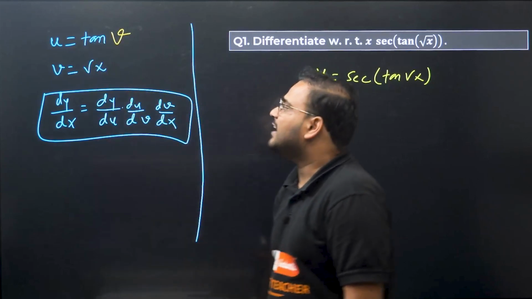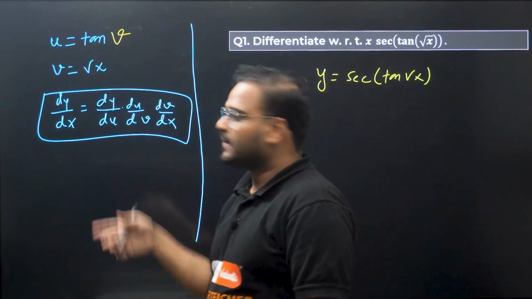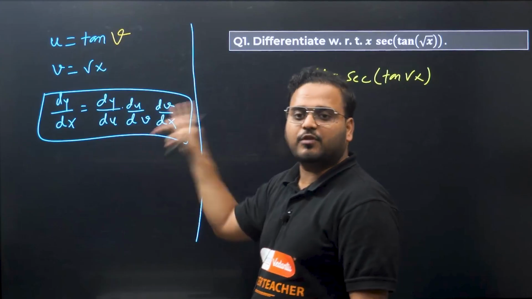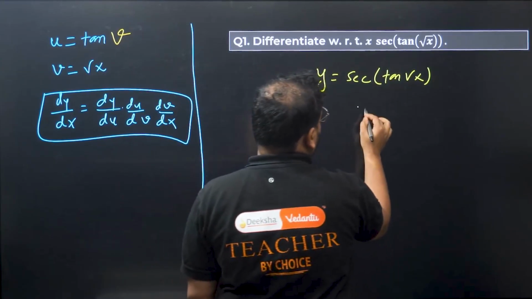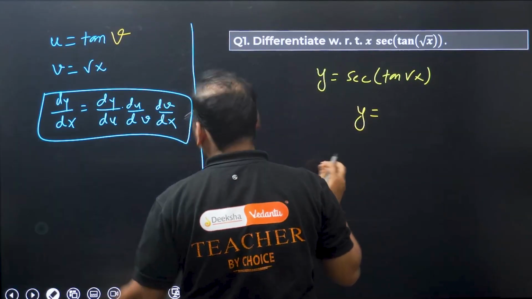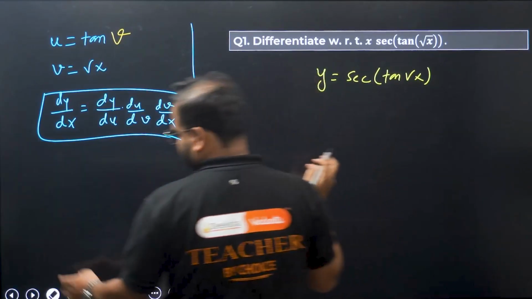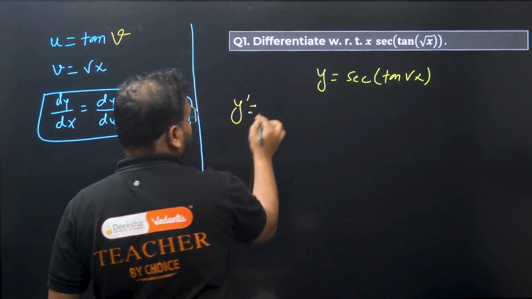U value is tan v and v value is root x. Okay, use this formula, the chain rule formula, to get the result. Please check y equal to, first we have to differentiate what? Sec. Y dash I will write here.